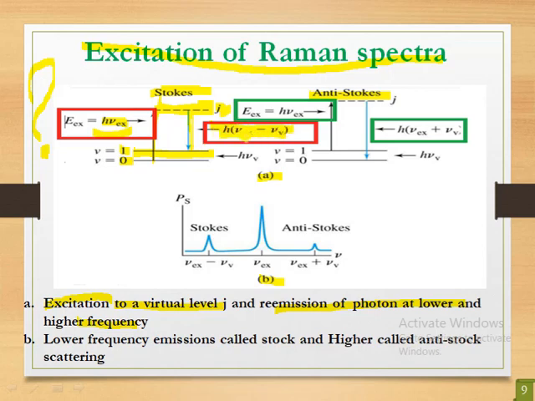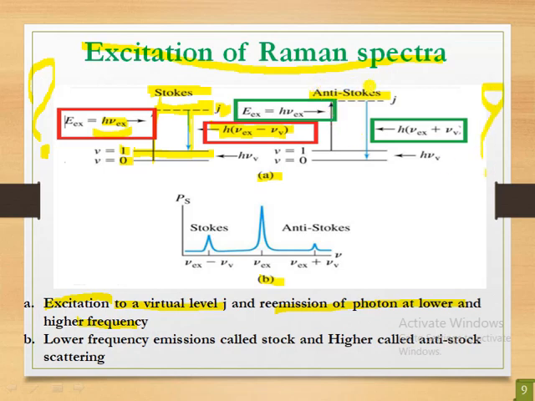This hν_ex means excited energy, or you can say frequency of excited radiation, and this ν means frequency of scattered radiation. So in the Stokes line, what happened? Here the scattered radiation is of a lower frequency than excited radiation. That's why it produced the Stokes line. And what happened in the anti-Stokes line?